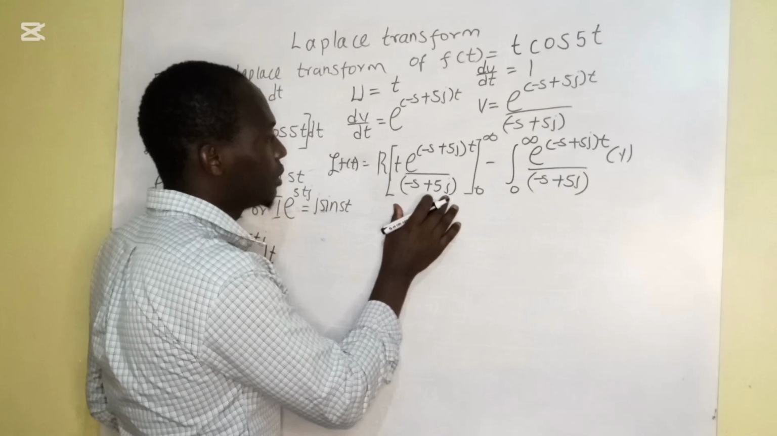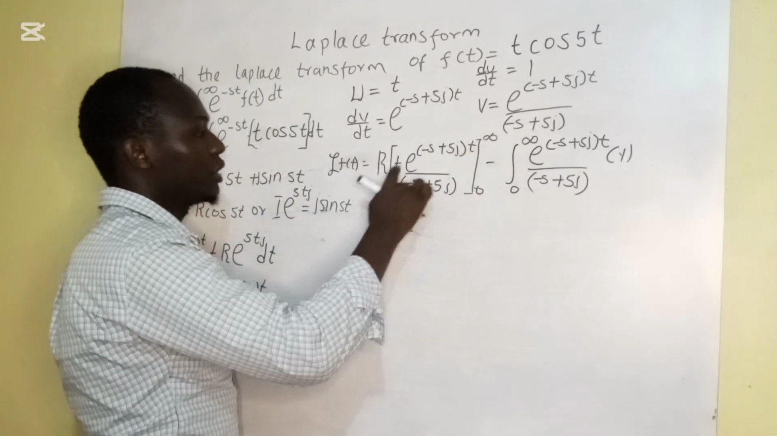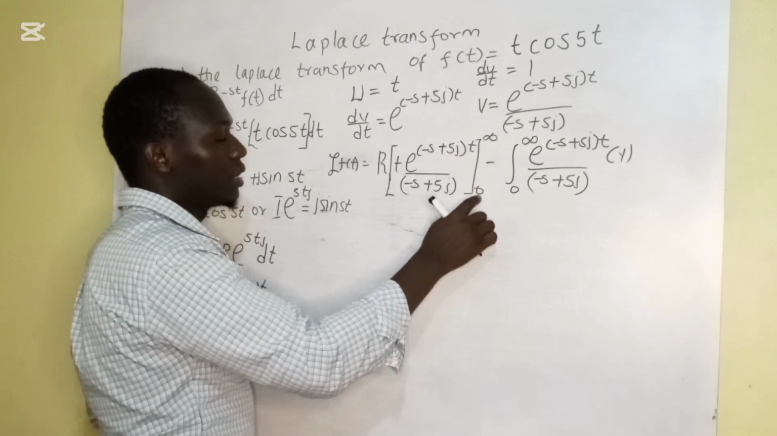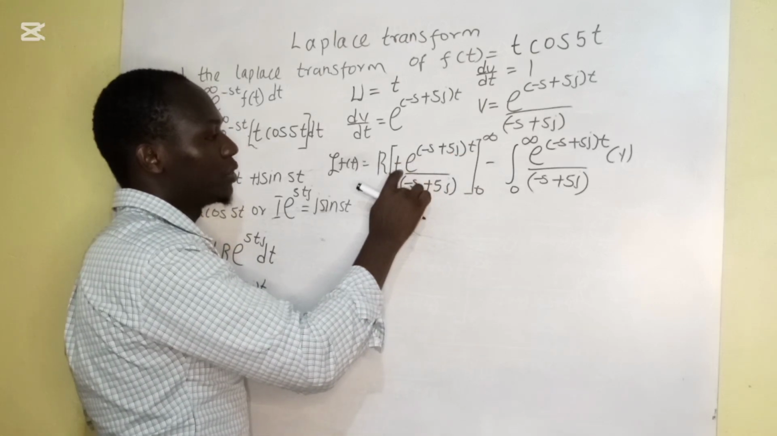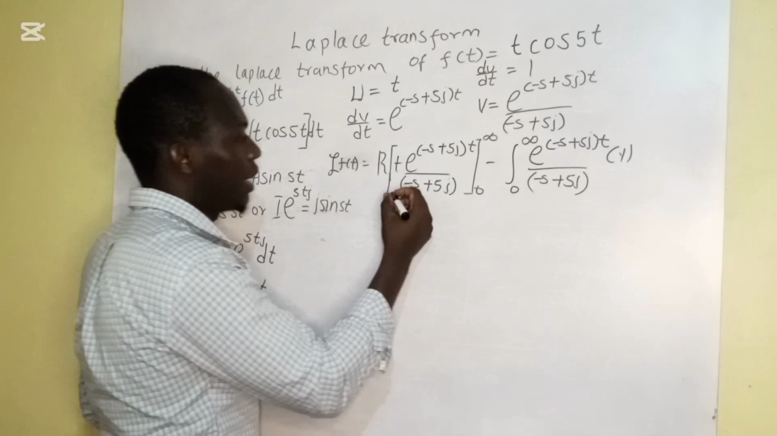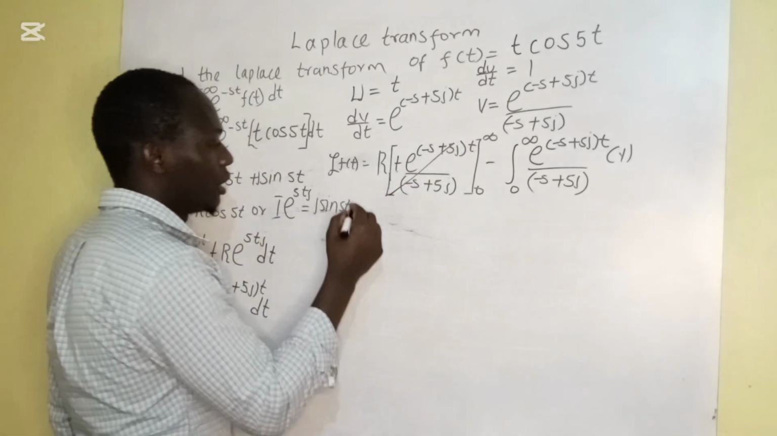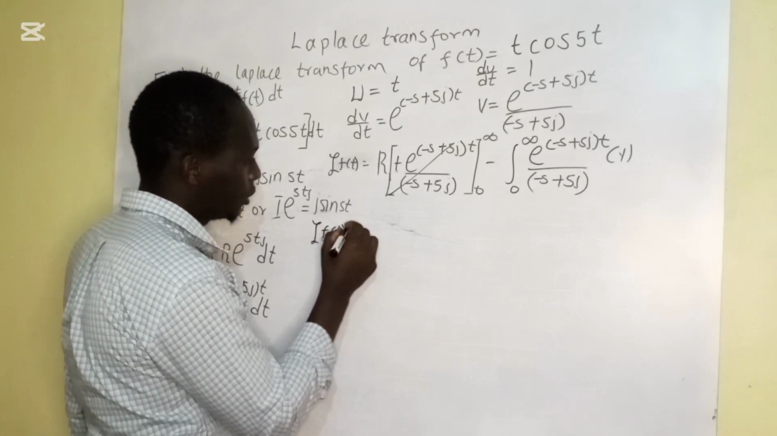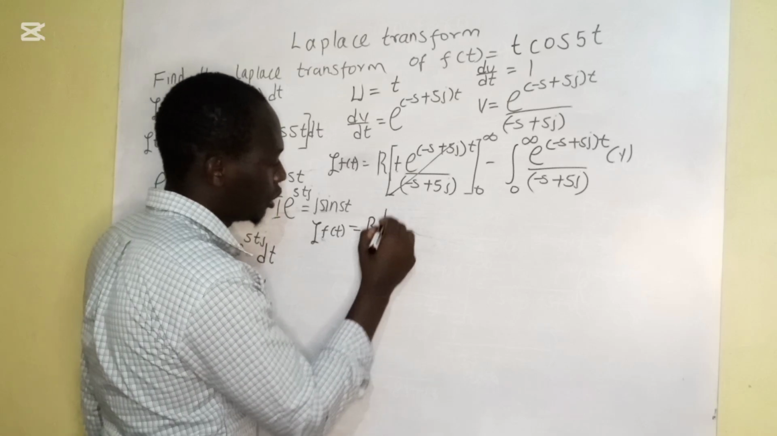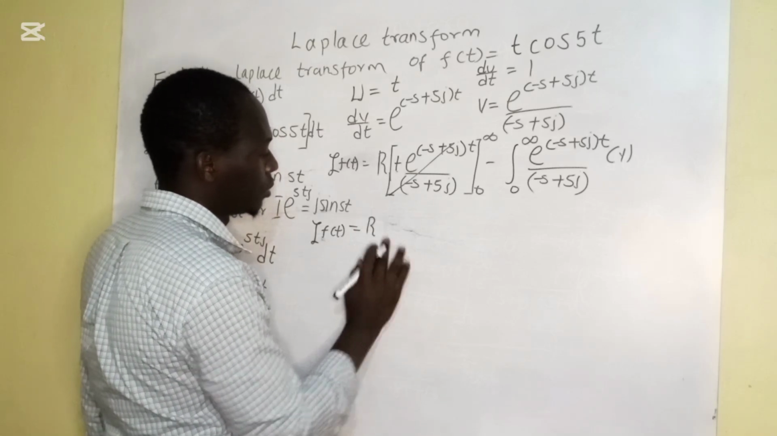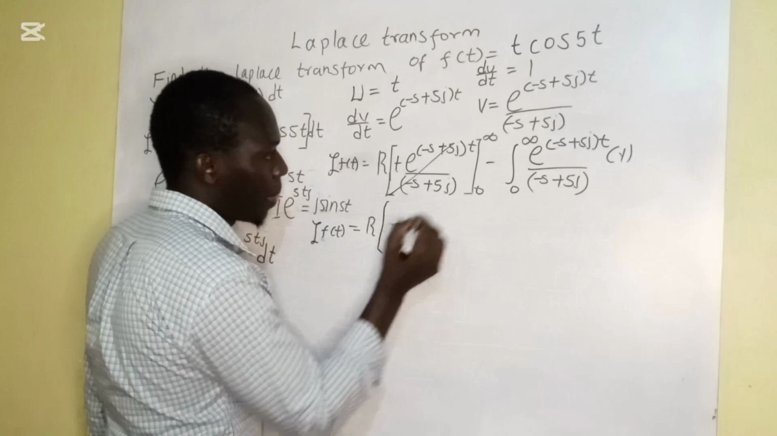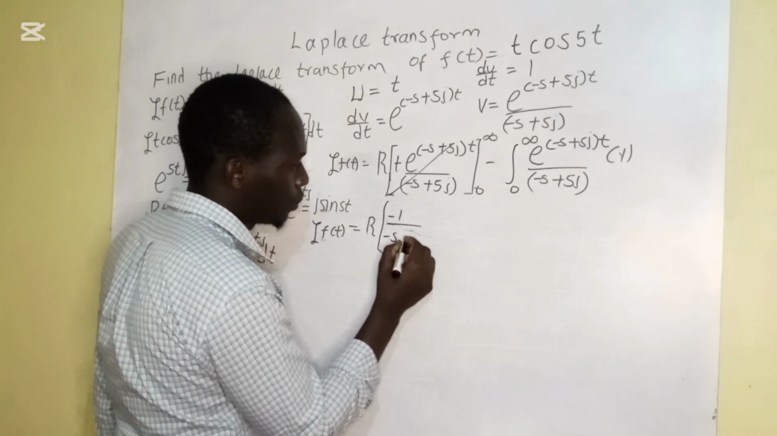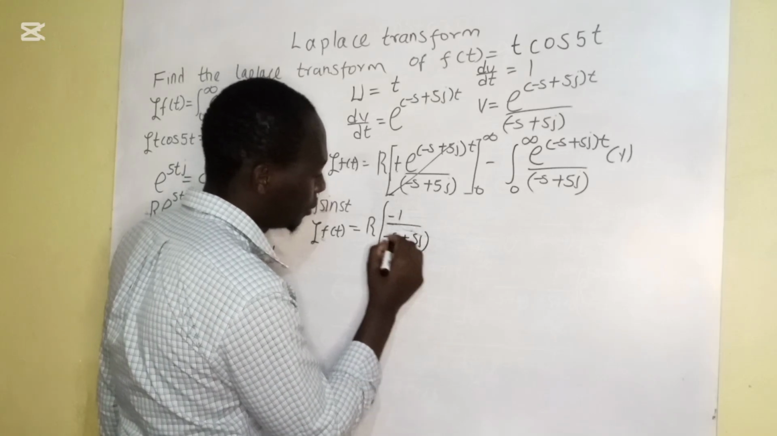At this point, we agreed that when we insert our upper class limit into the term of t, we are going to have 0. And when you insert our lower class limit into the term of t here and here, we are going to have 0. Hence, this bracket is going to cancel out. And we are going to have now the Laplace transform of our function f of t is going to be equals to r into a negative of 1 all over negative (s + 5j).